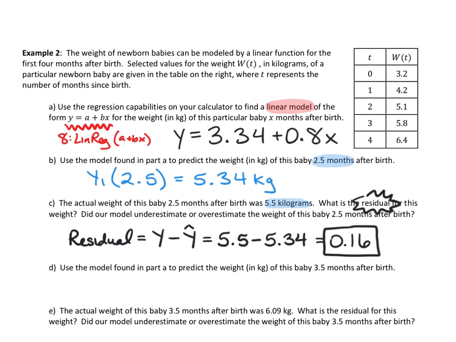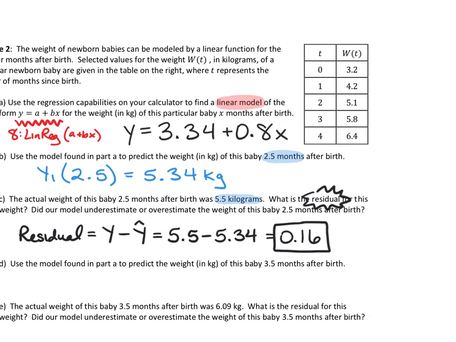Now we interpret the residual. Did we overestimate or underestimate the weight of the baby? Yeah, we underestimated. We thought it would be 5.34 when actually it was 5.5. So our number was lower, which means that this is an underestimate of the actual weight. Underestimate.